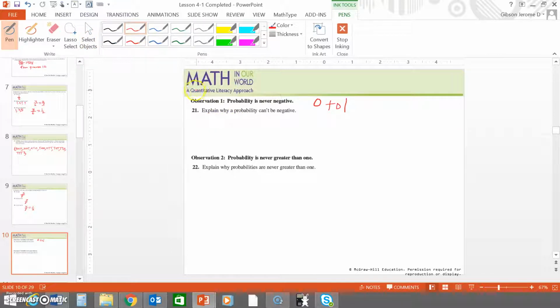To explain why a probability can't be negative, an event cannot have a negative number of possible outcomes.